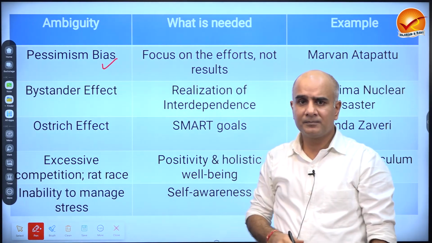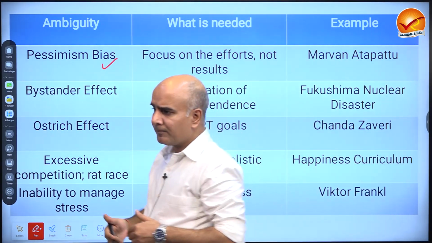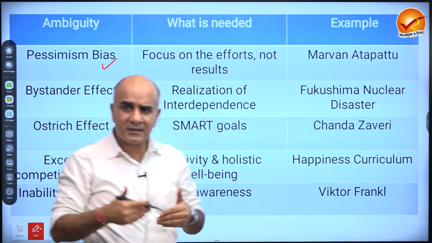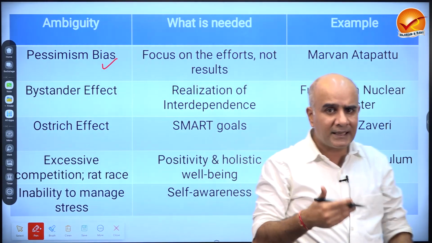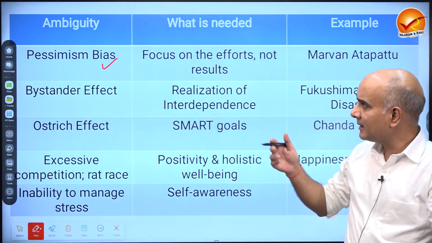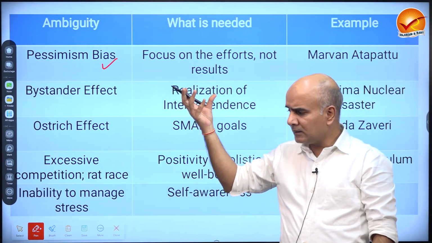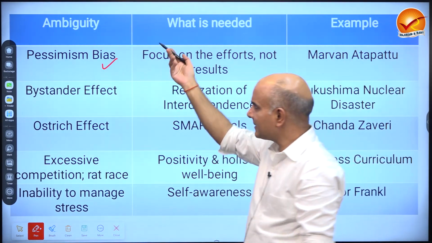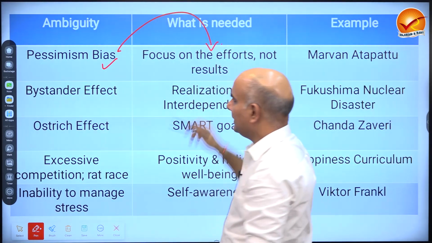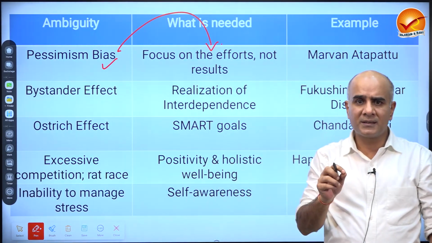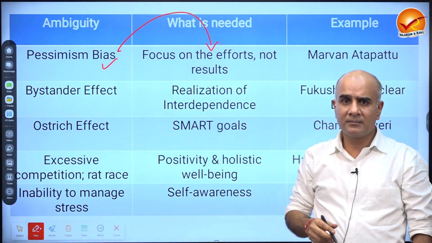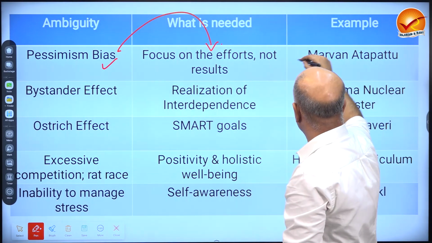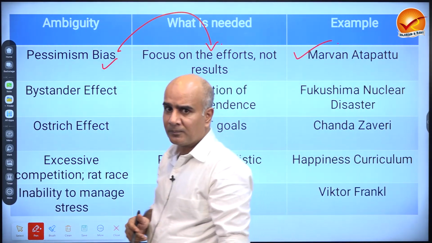One of the most prominent ambiguities that most people in life face is what we call a pessimism bias. What is a pessimism bias? That I overestimate the chances that something wrong, something negative will happen to me. In this case, how does a smile become the vehicle for these ambiguities? Smile now takes the form of focusing not on the results, but by focusing on the efforts. Example that you can quote here is a person called Marwan Attapattu.